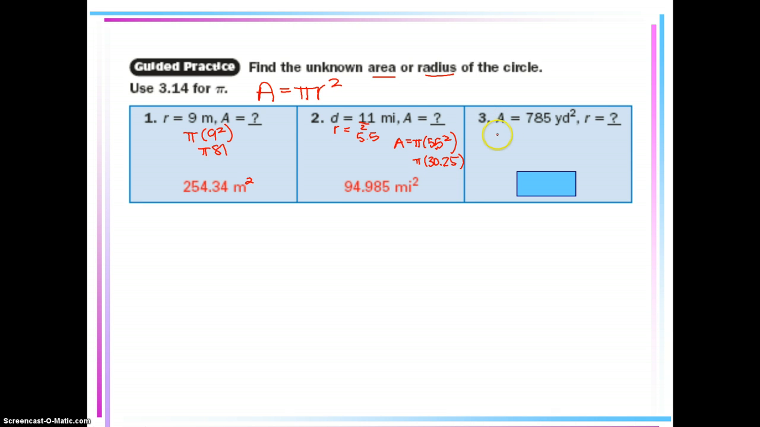For number 3, this time we know area. What we don't know, and we know pi, what we don't know is the r. Divide by pi to each side. 785 divided by 3.14 is 250. That is r squared. To get rid of this square, we square root both sides. The square root of 250 is about 15.8 yards. Do not square this because this is radius.